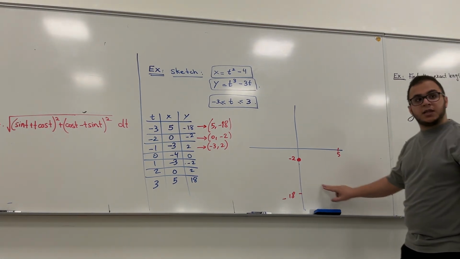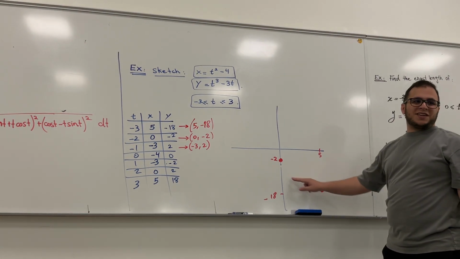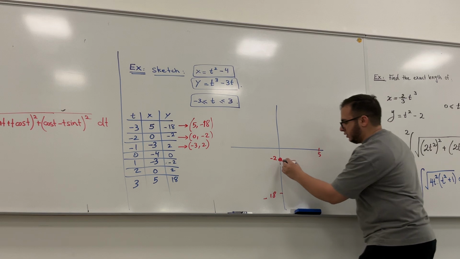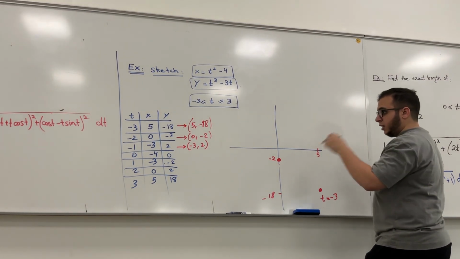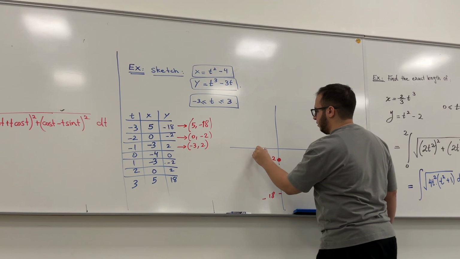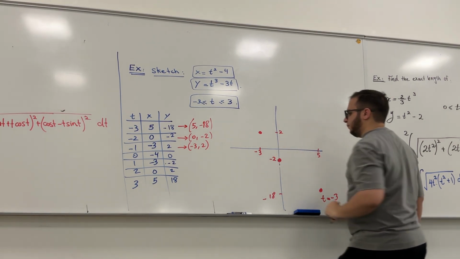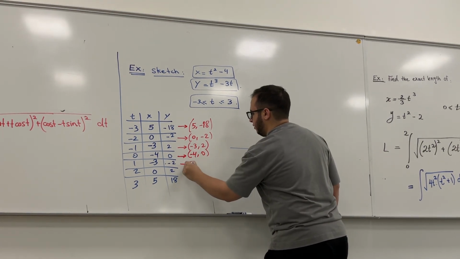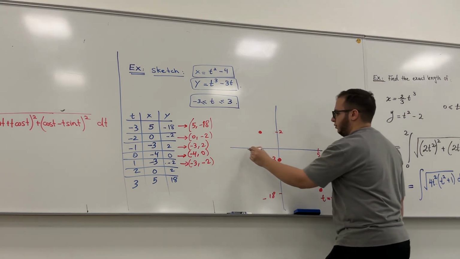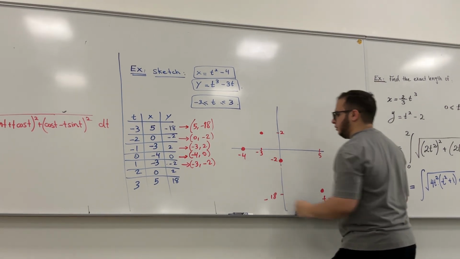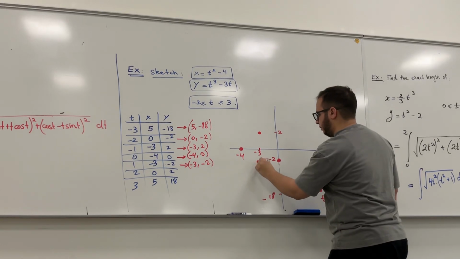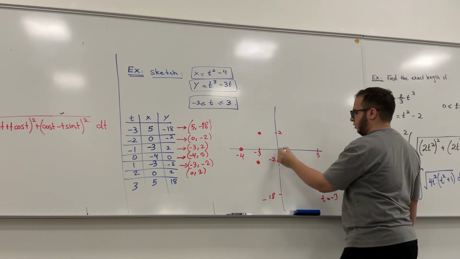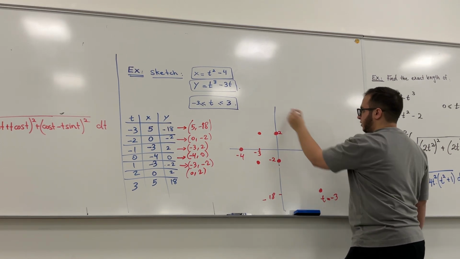So the curve starts from here and then goes here, because it has to follow the t as well. This is the first t, t equal -3, and this is the second one, t equal -2, and so on. Then -3x and 2y here, then -4x, 0y, then -3x, -2y, then 0x and 2y, and finally 5 and 18.